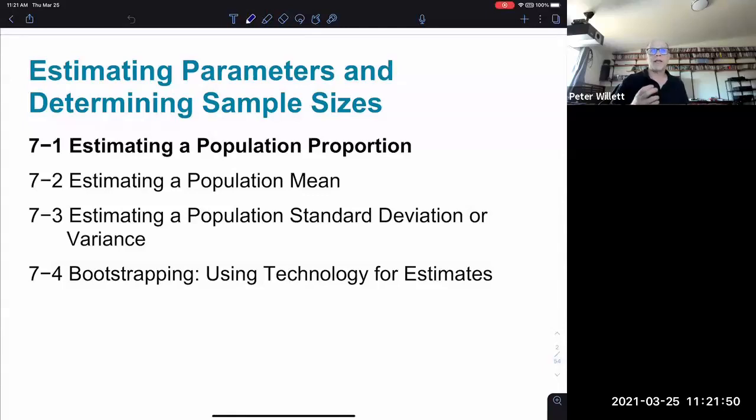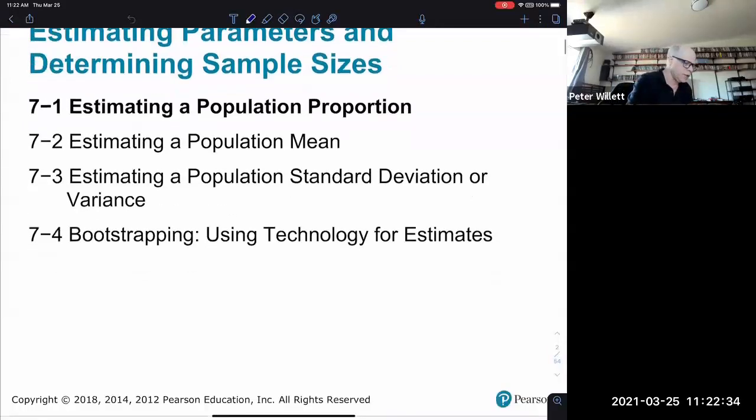Then in 7.2, we'll look at estimating a population mean, like the mean height of students at DVC. And in 7.3, we'll look at estimating a population's standard deviation or variance. So in all 3 cases, we are talking about how to make an actual estimation of some parameter for the population. And so most of the ideas about that are introduced in 7.1. So 7.1 is somewhat longer than the other sections, because then in 7.2 and 7.3, we will do those same things we introduced in 7.1, but for those other parameters. So 7.1 has a lot for us to discuss.